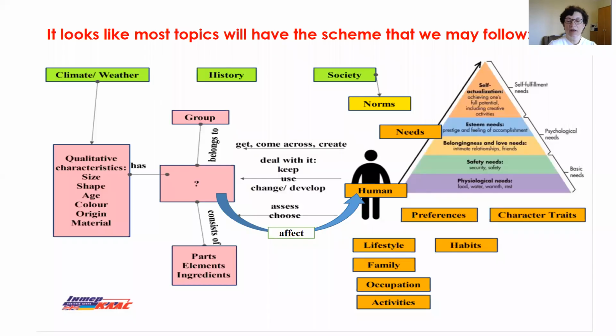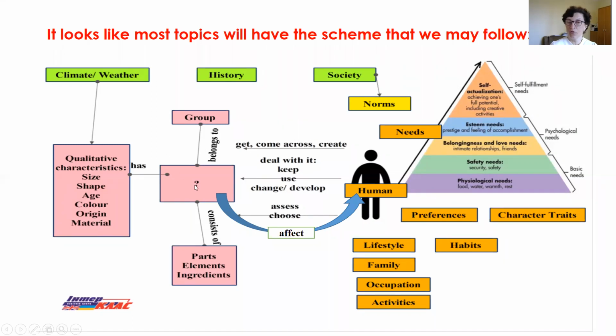And my suggestion is to try to follow a certain scheme, a certain roadmap for creating a topic. Let's say here in the center, where we have a question mark, there is an object or a person, or we can even talk about abstract objects. So it definitely consists of something.